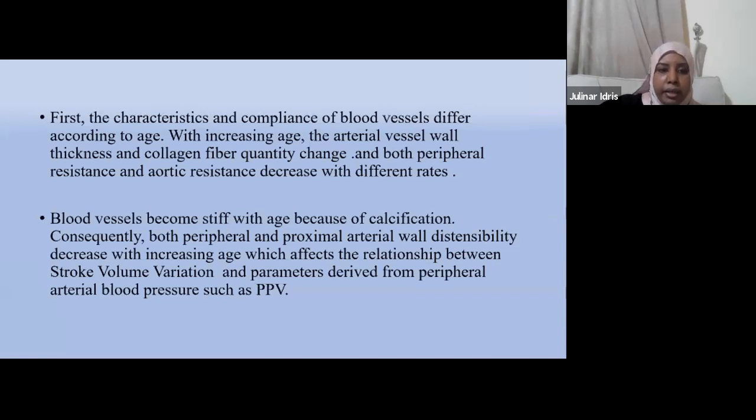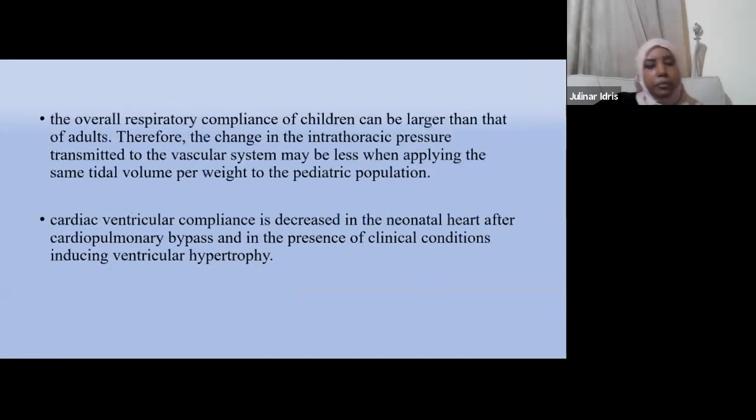And with increasing age, this will affect the relation between the stroke volume variation and the parameters derived from peripheral arterial blood pressures, such as pulse pressure variation. Also, the overall respiratory compliance of children can be larger than that of adults. Therefore, the change in intrathoracic pressure transmitted to the vascular system may be less when applying the same tidal volume per weight.